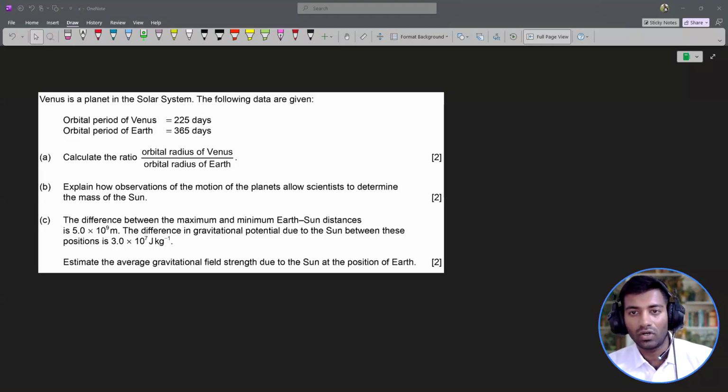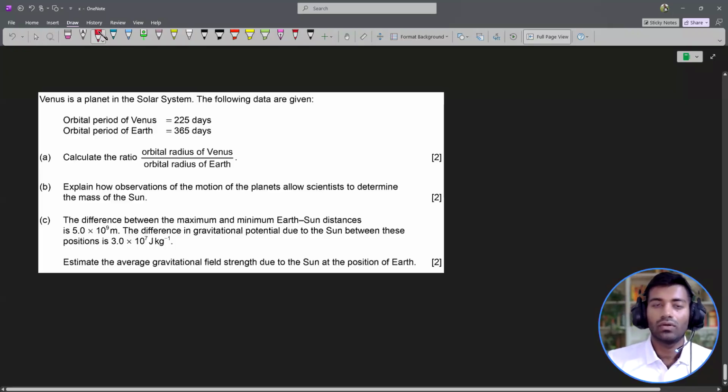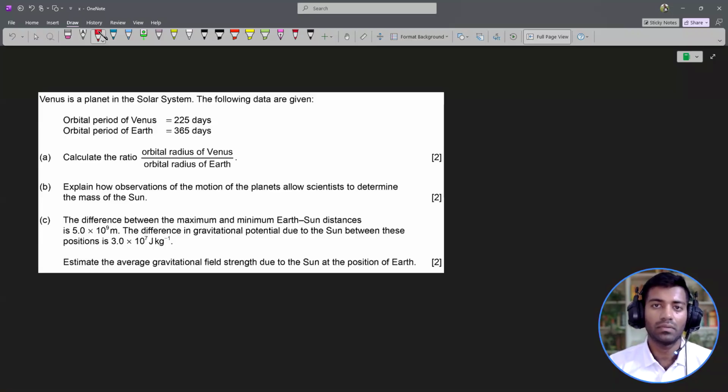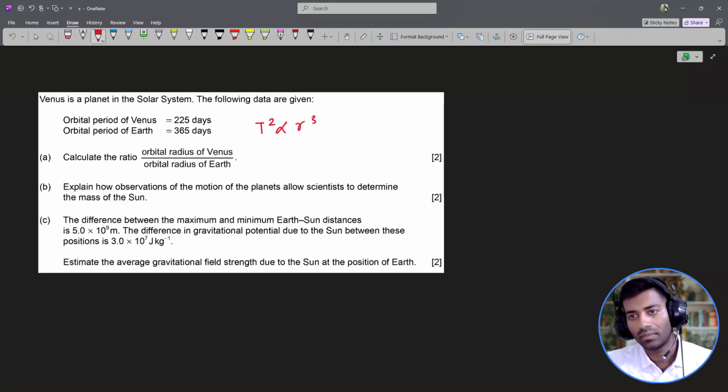We've been given the orbital period of Venus and Earth. Calculate the ratio of the orbital radius of Venus to the orbital radius of Earth. If you recall Kepler's third law of planetary motion, the square of the time period is directly proportional to the cube of the semi-major axis, or the radius of the orbit. For us, it's the radius because we are dealing with circular orbits. So I can say T squared is proportional to r cubed, as said by the law.